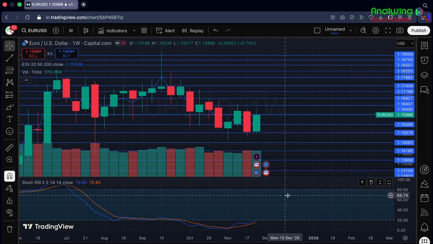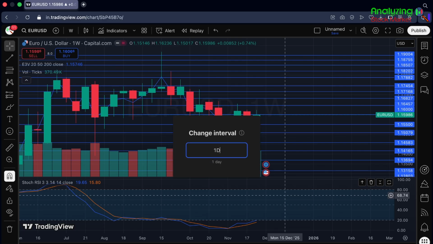So now let's mark some important support and resistance zones on a one day chart.